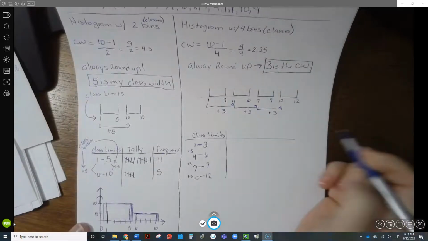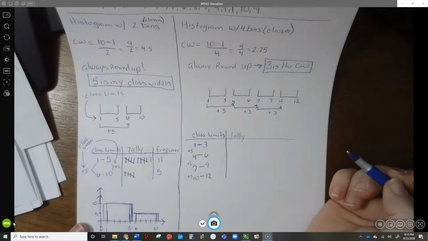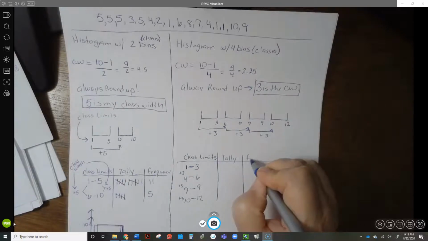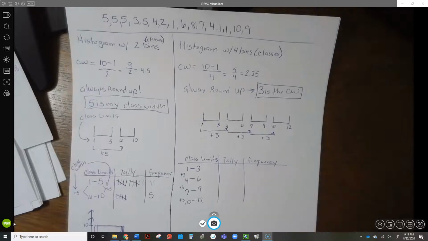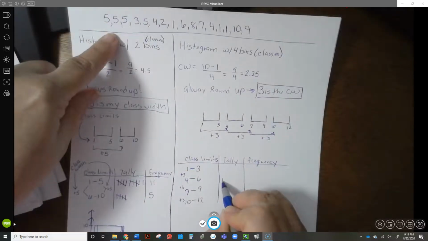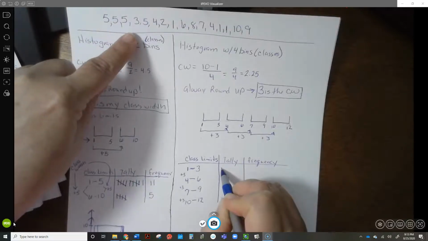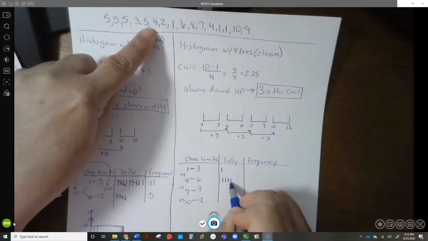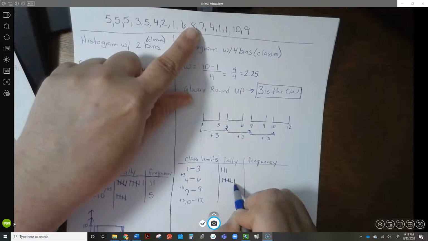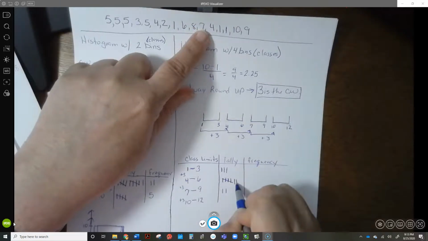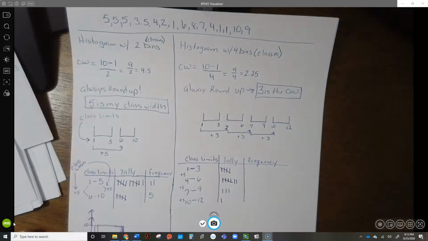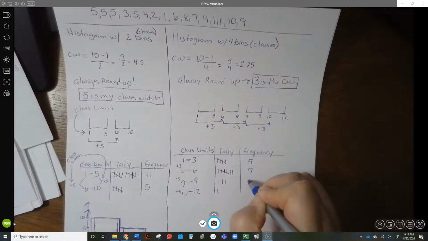Okay, so to have these new class limits, you can do your tally, and if your data set is small enough that you don't have to make tally marks, you can skip the tally marks and go straight to counting how many you have. And remember, frequency is just a count. That's all it is. So for class limits, the number 5 goes here, here, here. And then the number 3 goes up here, 5 back down here, 4 goes here, 2, 1, 6, 8, 7, 4, 1, 1, 10, 9. Okay, so now our frequencies are 5, 7, 3, 1.